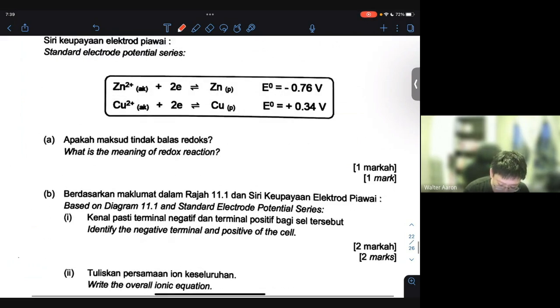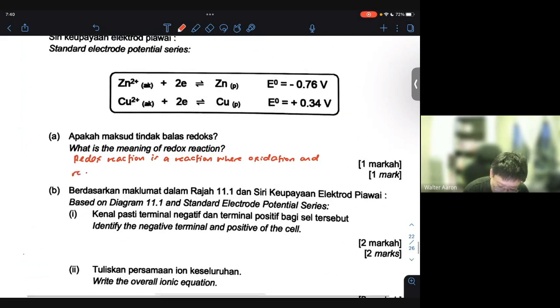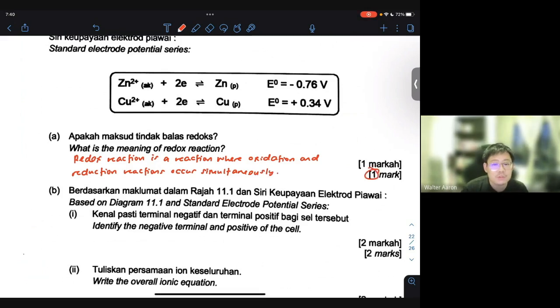So therefore, you can put here: redox reaction is a reaction where oxidation and reduction reactions occur simultaneously. So if you answer that correctly, you should be able to get 1 mark for the explanation, the definition.